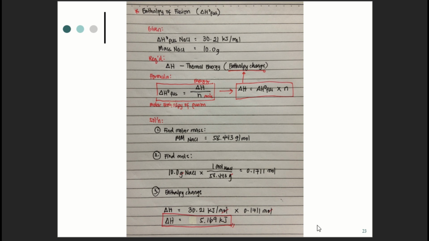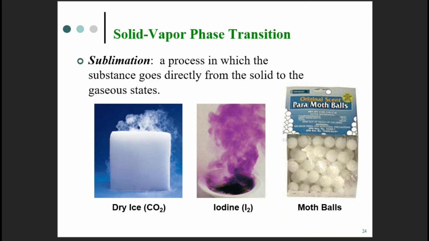Okay, so that's how we use and apply the formula for molar enthalpy of fusion. Next, we have the solid to vapor phase transition. Sublimation is a process in which the substance goes directly from the solid to the gaseous state. So it no longer passes through liquid. It goes straight into gas. So, solid to gas. We have examples here: dry ice, iodine, and mothballs.